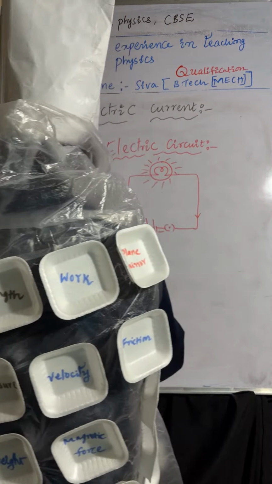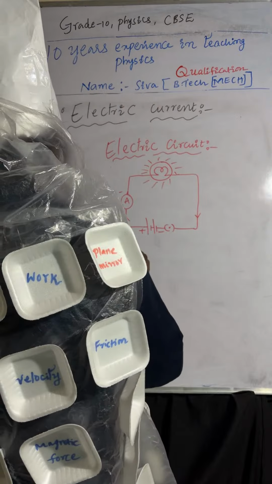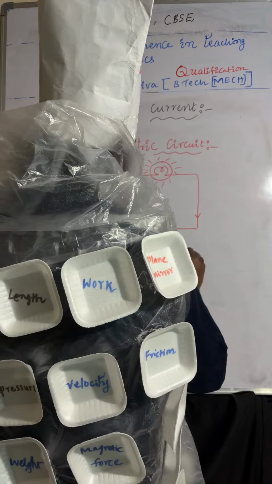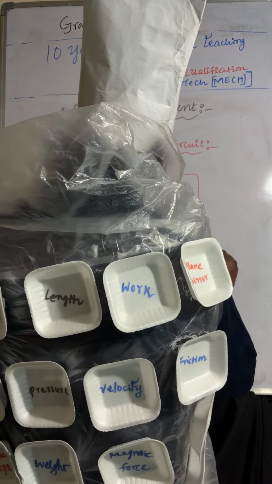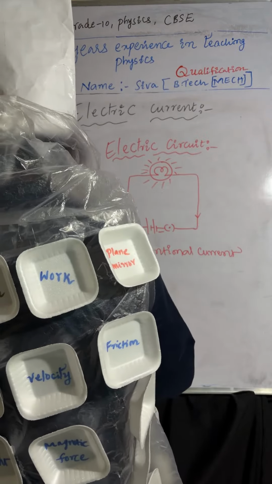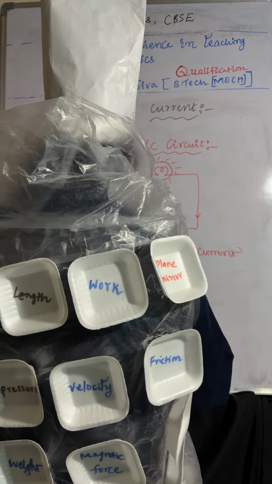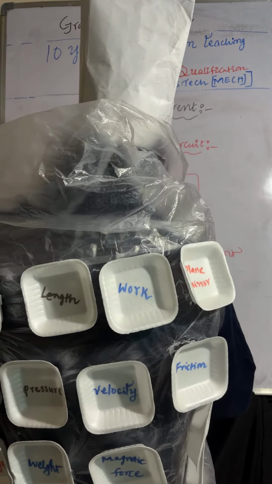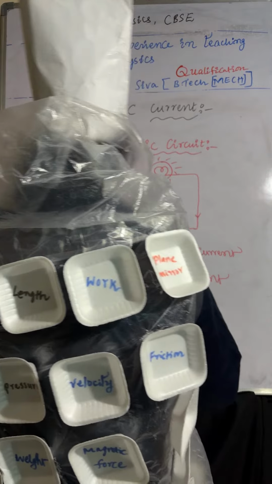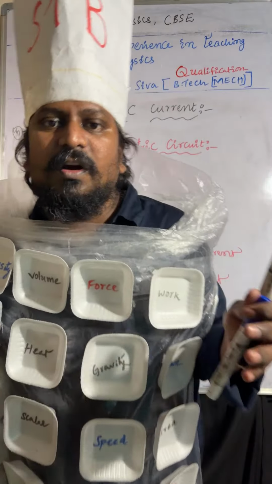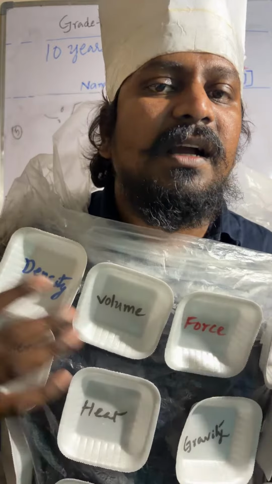Here the first one is conventional current, and the second one is electric current. So what is conventional current and what is electric current? Conventional current is nothing but the flow of positive charges. Positive charges move from the positive terminal to the negative terminal. So the flow of positive charges is known as conventional current.